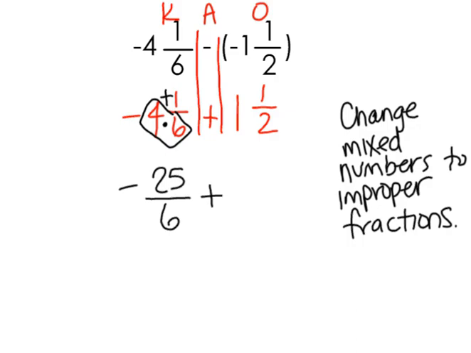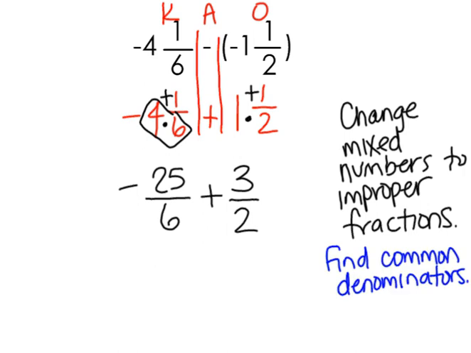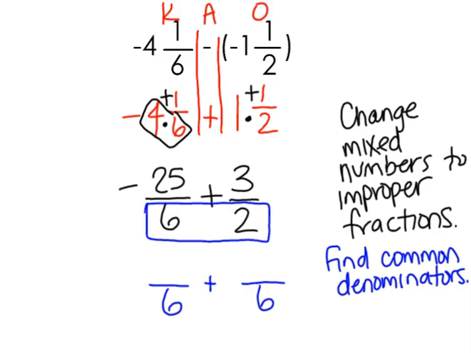We're still adding, and then I'm going to convert 1 and 1/2. So 2 times 1 is 2, plus 1 is 3. So I have negative 25/6 plus 3/2. And my next step is to find a common denominator. So I'm going to look for a number that 6 and 2 both have as a multiple, or a number that they can both multiply into. And for this case, the easiest number would be to use 6, since 6 goes into 6, and 2 also can multiply into 6.